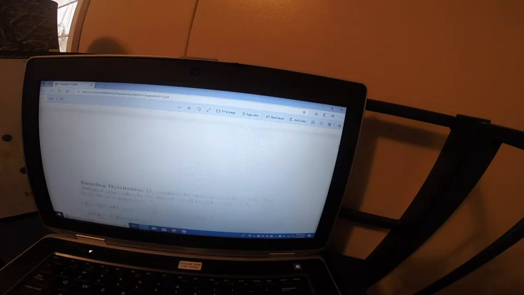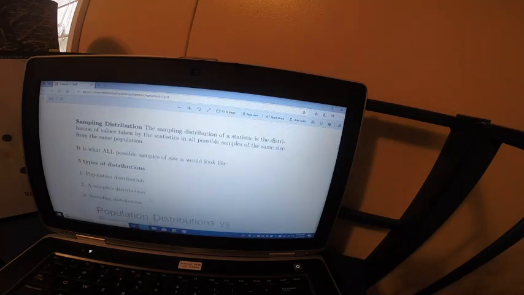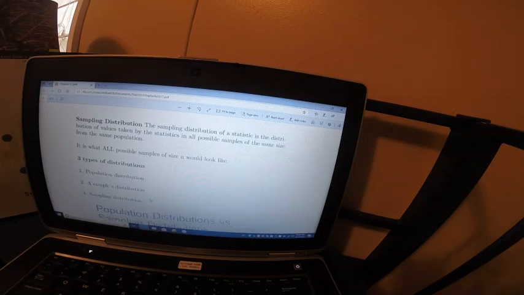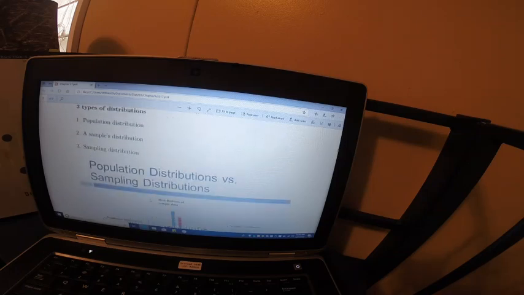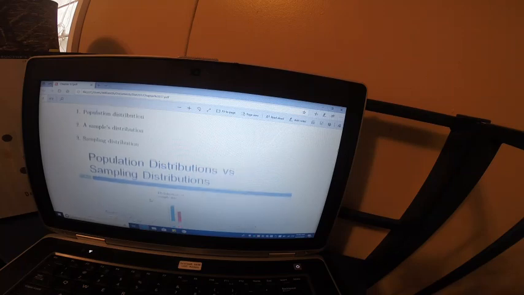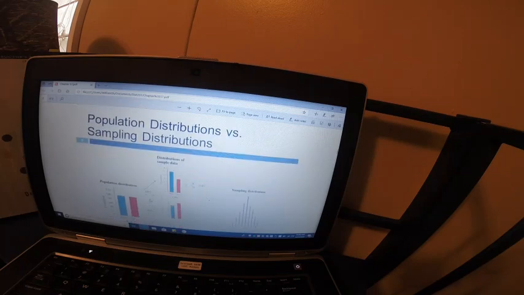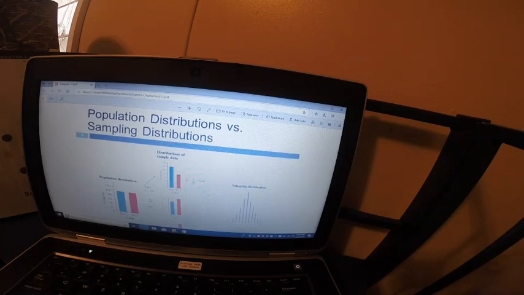Once we get to the second page, we start talking about sampling distributions, which is exactly what they talked about in that video. The sampling distribution of a statistic is the distribution of the values taken by the statistic in all possible samples of the same size from the same population. It's what all possible samples of size n would look like. We've got three types of distributions: a population distribution, a sample distribution, and a sampling distribution. So let's look at the differences between those in graphical form.